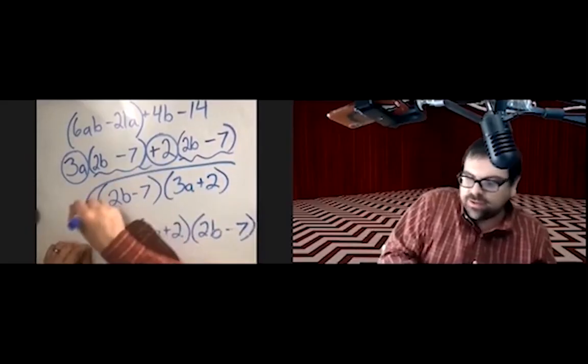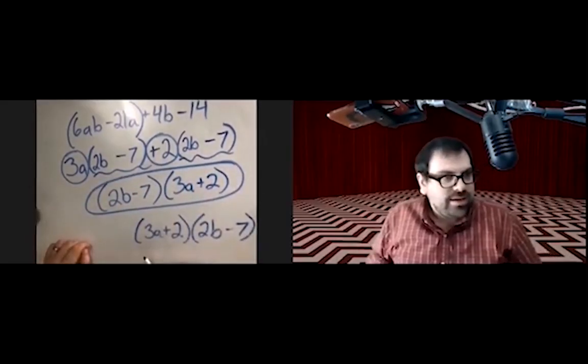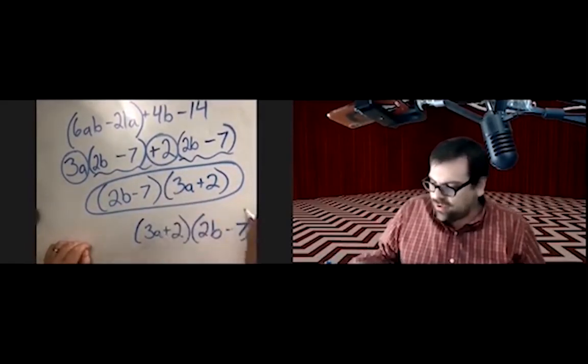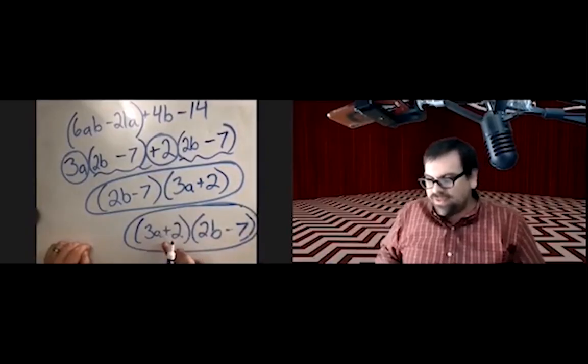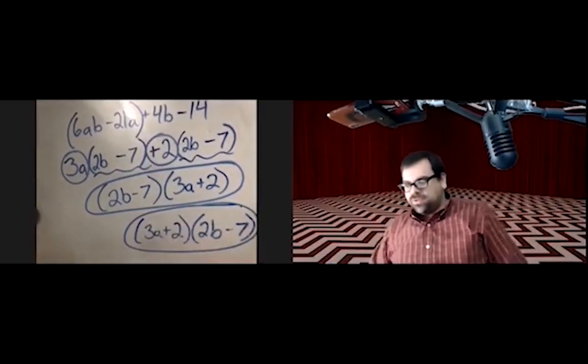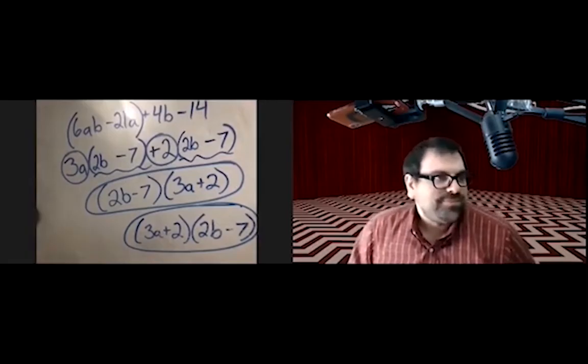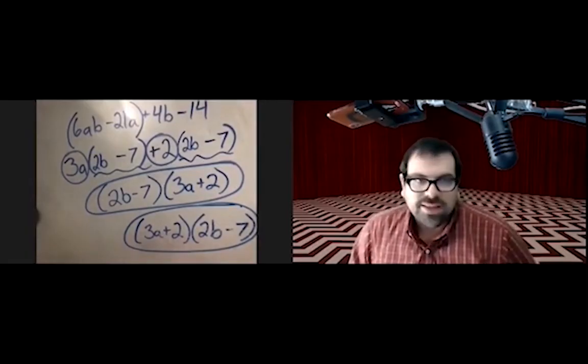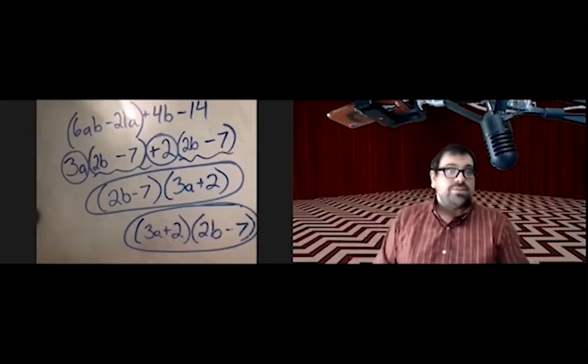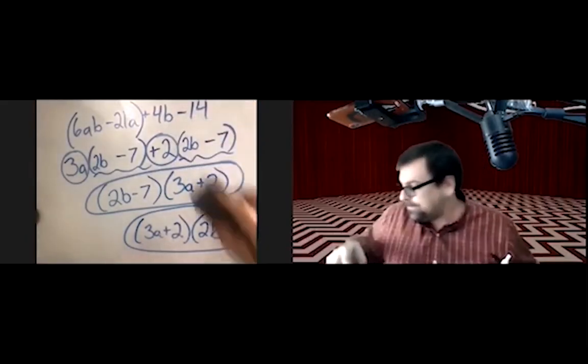And that's our answer. And like I said, we can switch the order of these two things and get 3a plus 2 times 2b minus 7. Got the answer we wanted. Let's do some practice with factoring by grouping.